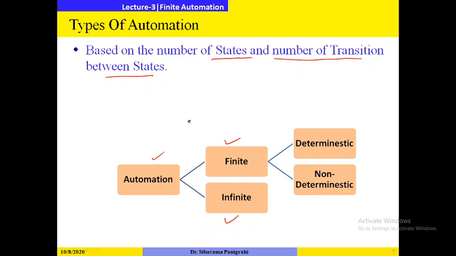So here we will not go through infinite automata. Throughout this course, we will go through finite automata. The finite automaton is again classified into two categories. One is deterministic finite automaton, called DFA, and another one is non-deterministic finite automaton, called NFA. In the next lecture, we will go through deterministic and non-deterministic finite automata in detail. Okay, so let us first go through what exactly a finite automaton means.